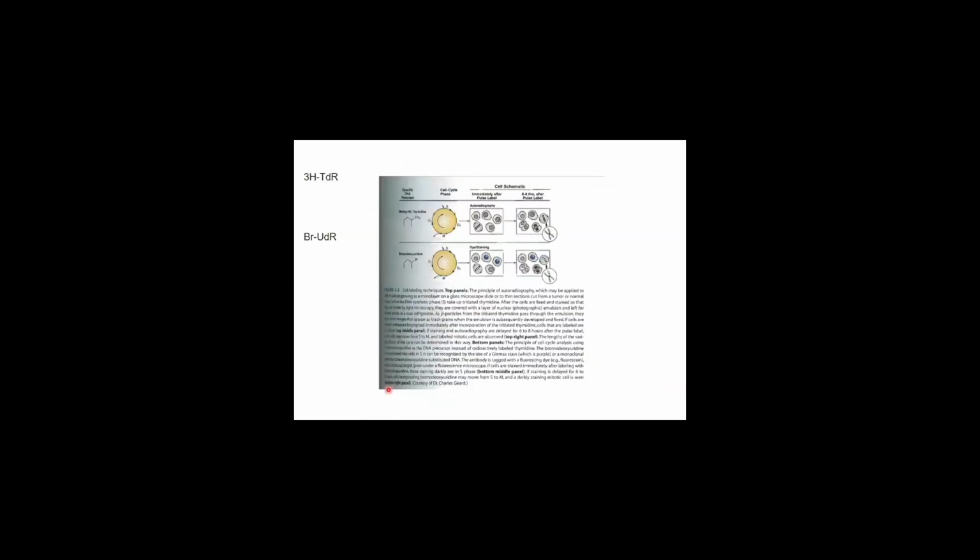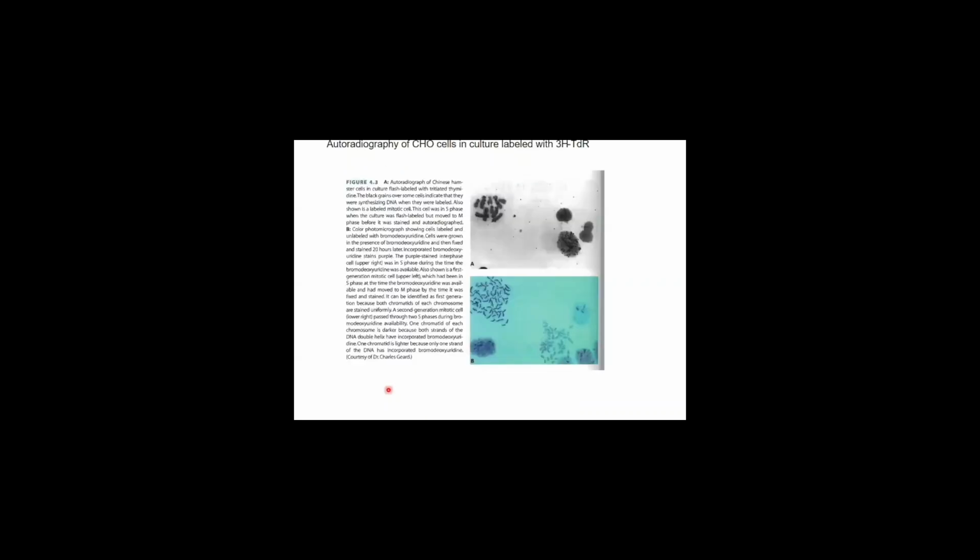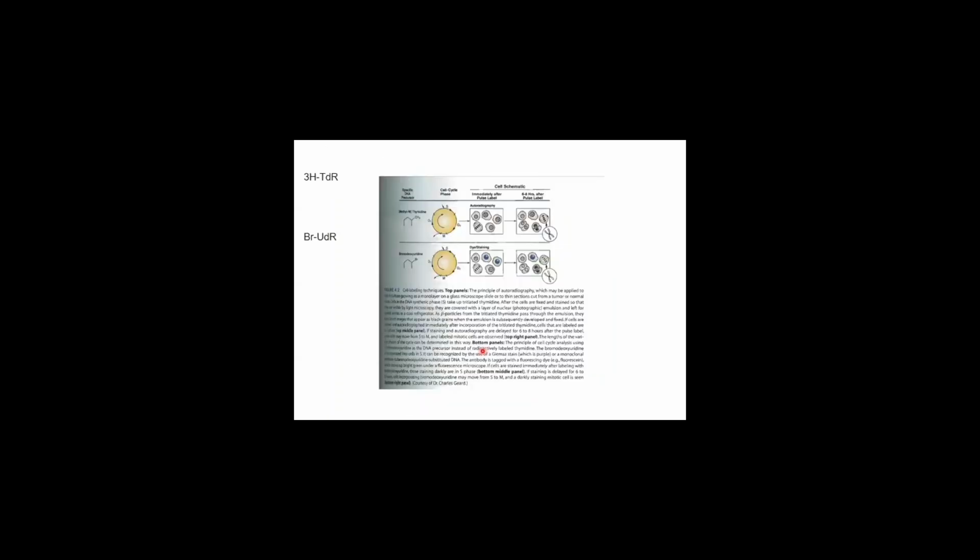Let me just show you, just so you can see it. Here is autoradiography with tritiated thymidine in Chinese hamster ovary cells. Here are the silver grains. You can see how black they are. This is using a different kind of photographic emulsion, but again, you still see black spots in here.